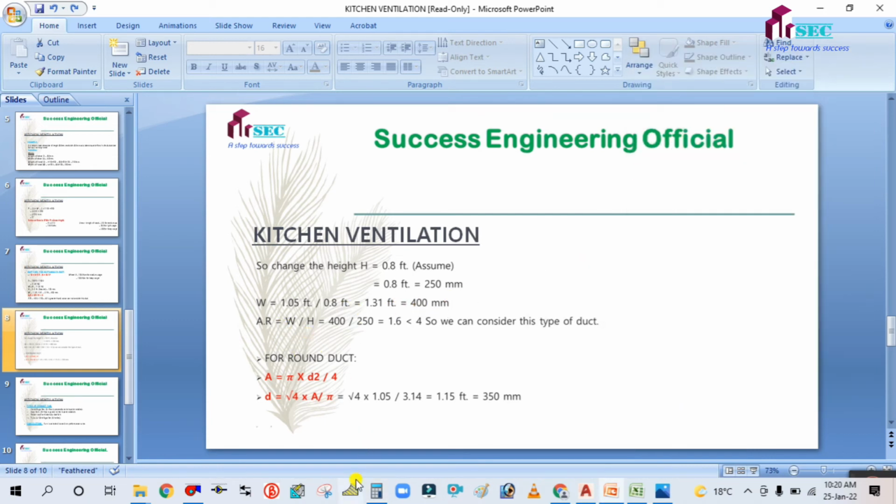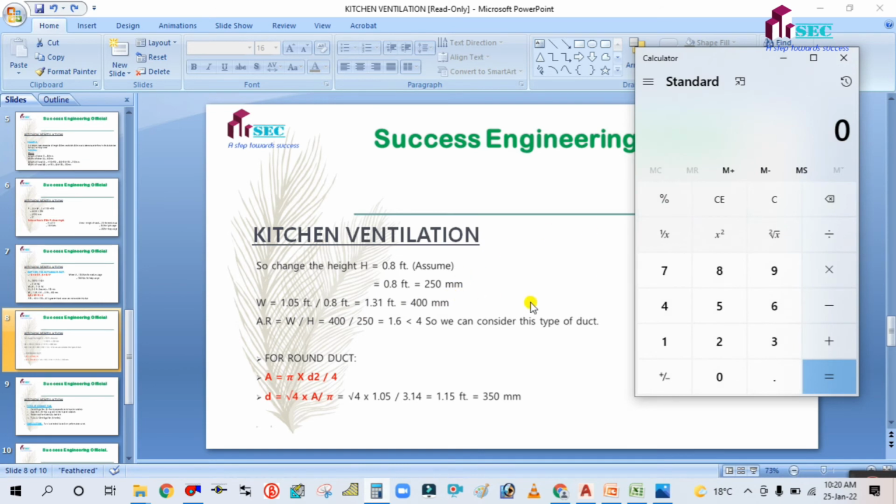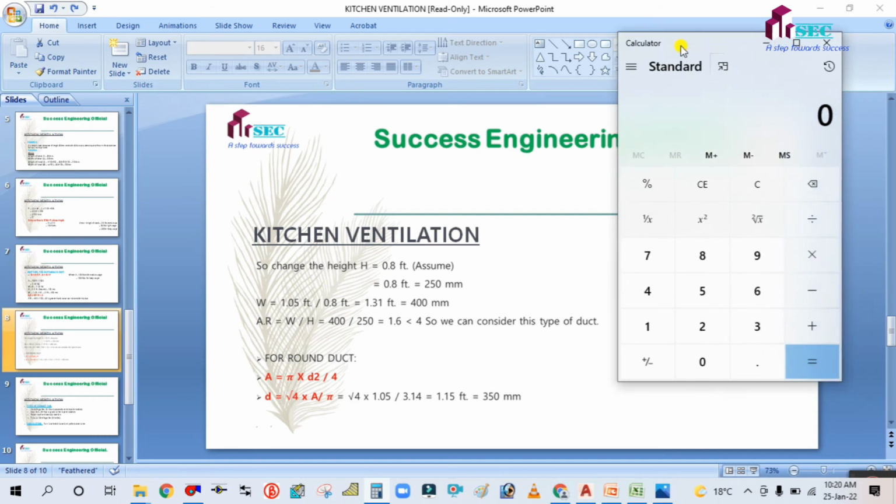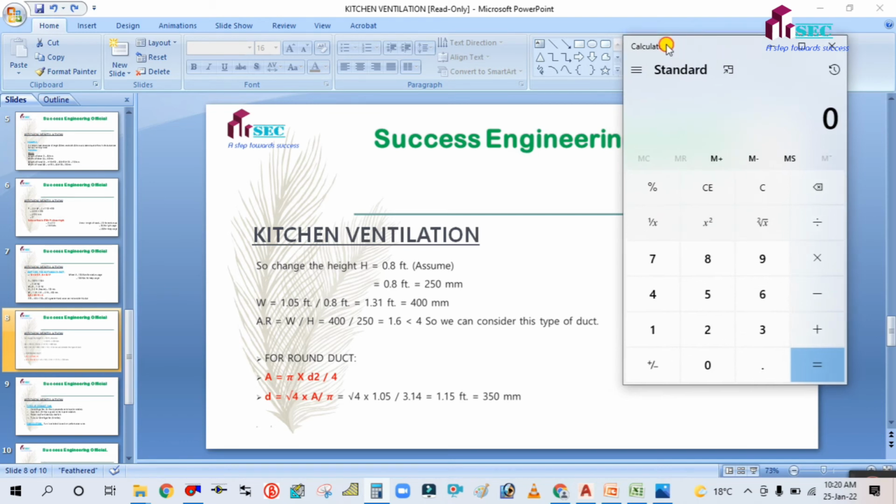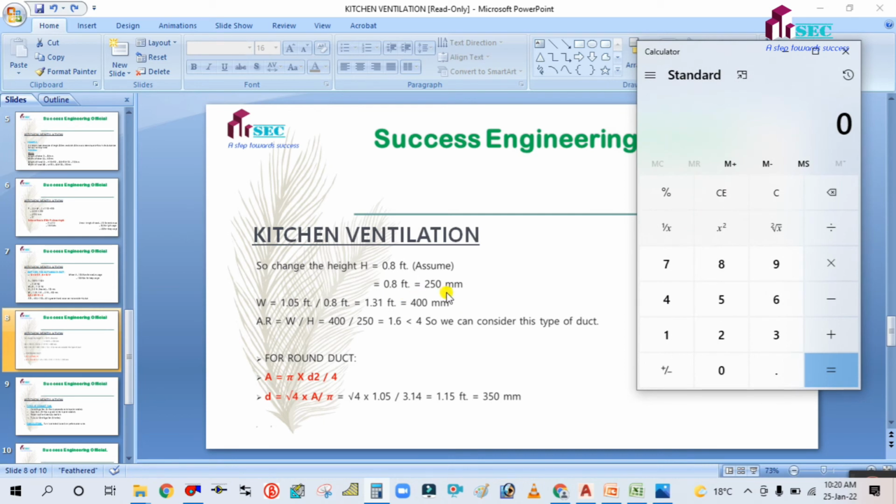And again check the aspect ratio. So your height will be 0.8 feet, simply multiply by 304.8 mm. 1 feet is equal to 304.8. So 240 approximately, we consider 250, because the duct size is always considered as an even value, as well as an even value. Okay, so 250 is the height now, and the width we are getting is 400.